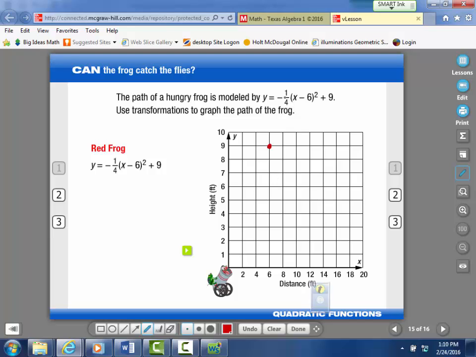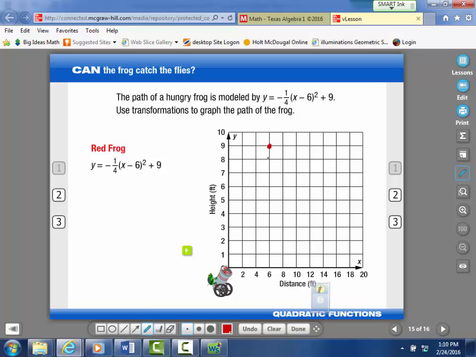Okay. It's going to be compressed or made narrower, right, by this negative 1/4. So that actually means it's going to, sorry, it's not going to get narrower. It's going to be wider than my parent function would have been.